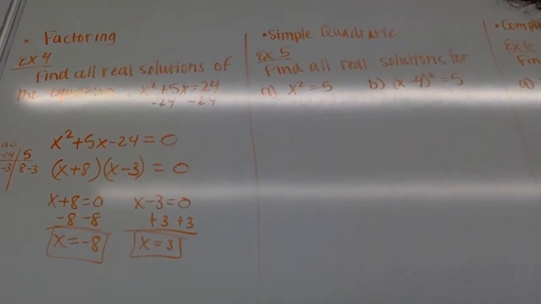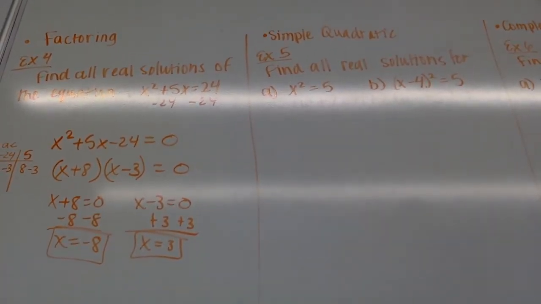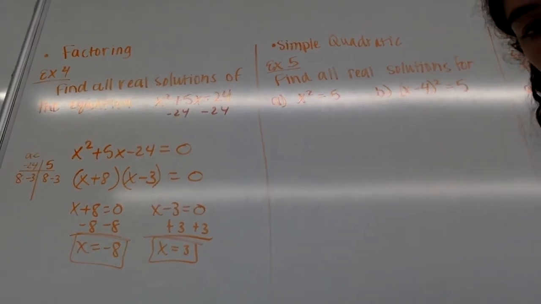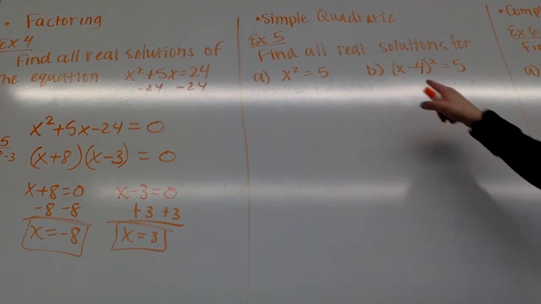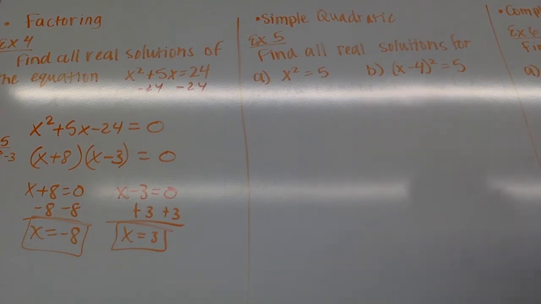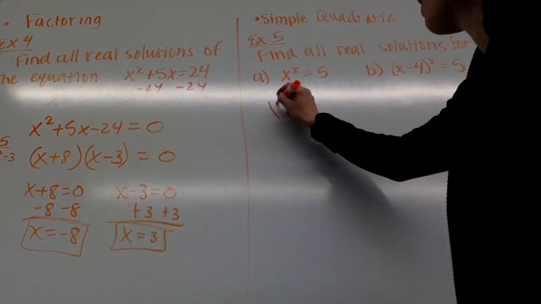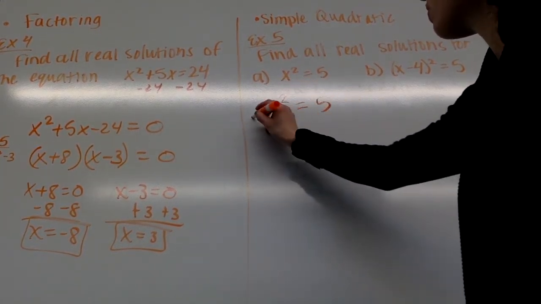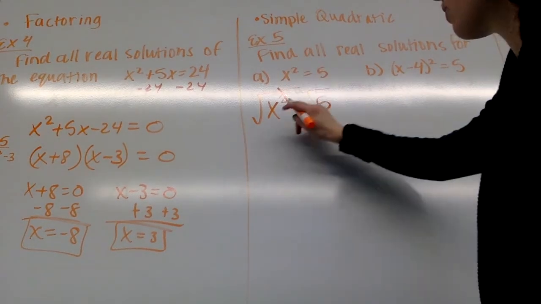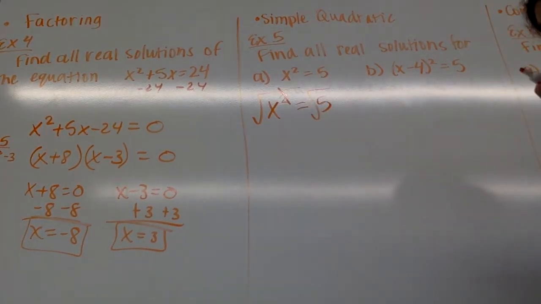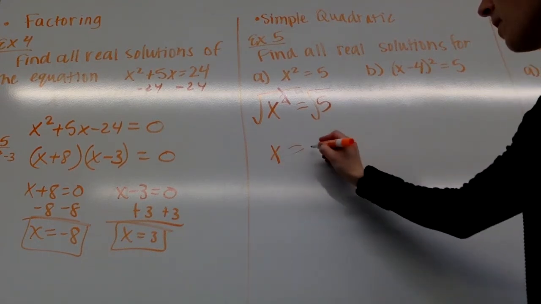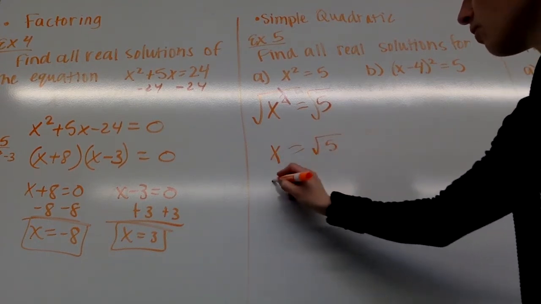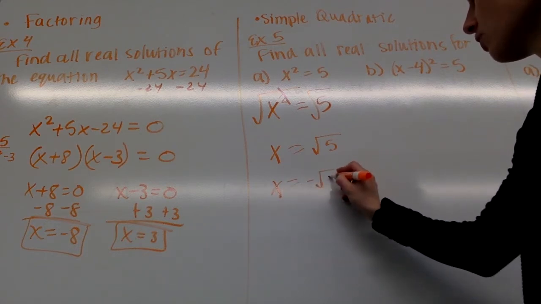The next example is example 5, a simple quadratic. Find all real solutions for x squared equals 5 and (x minus 4) squared equals 5. Okay, so the first one is pretty straightforward based on your notes. You can just take the square root of both sides. Okay, so that cancels there. The squared and the square root cancel. So you get x equals the positive square root of 5 and x equals the negative square root of 5.